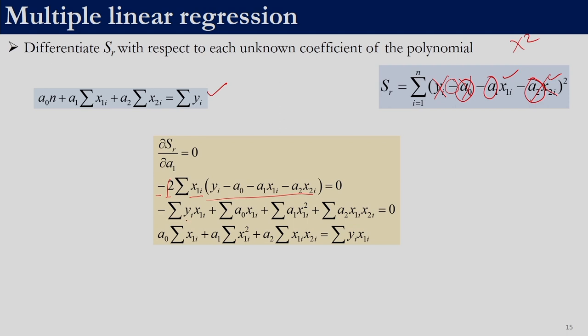Here we have minus summation of yi x1i plus a0 x1i plus a1 x1i square, because this is x1i and this is also x1i, plus summation of a2 x2i and x1i. Since x1 and y are completely known, this term can be calculated and does not involve any coefficient, so it can be taken to the right hand side. Similarly, a0 can be taken outside, summation of x1i, plus a1, which is unknown, summation of x1i the whole square, plus a2 summation of x1i x2i. So this equation is again a linear equation in a0, a1, a2, which are unknown.